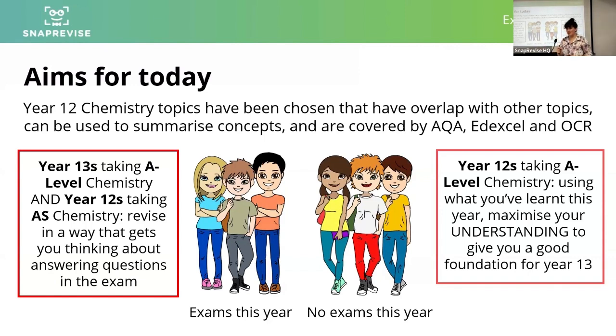Again, I would still recommend, if you are a Year 12 taking the full 2-year A-level chemistry, so you've got your second year coming up next year, that you do still take the time to think, what could they be asking me about in the exam? What is it that I don't understand? How can I make those connections in my brain for A-level chemistry?